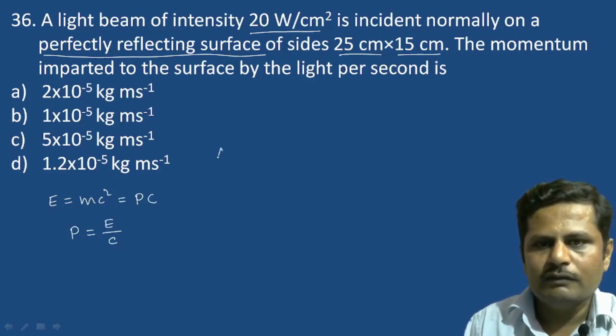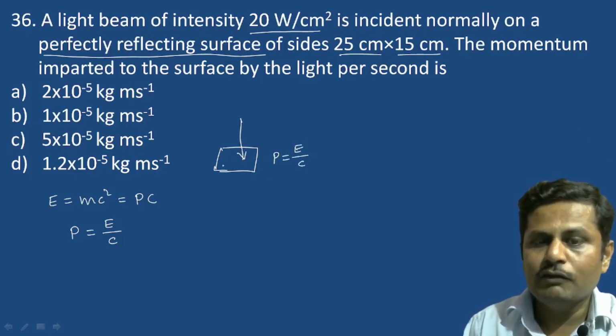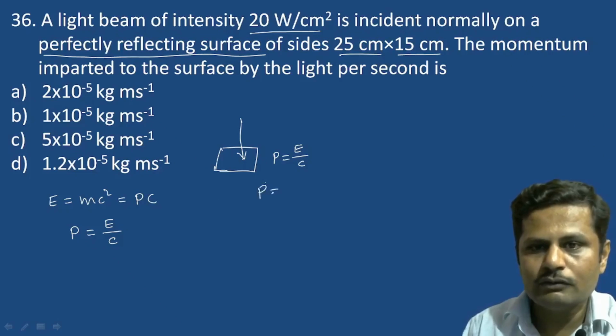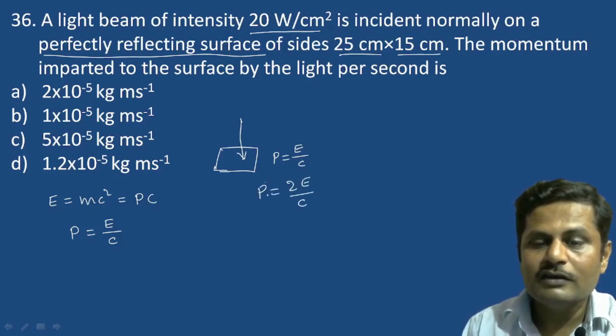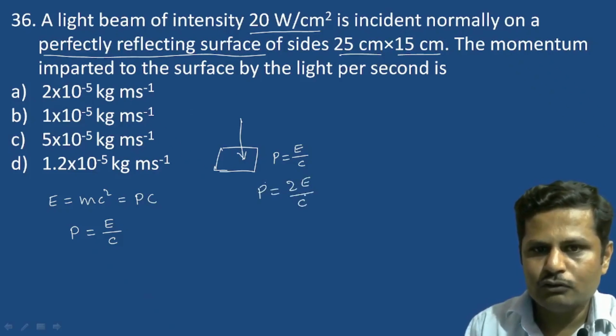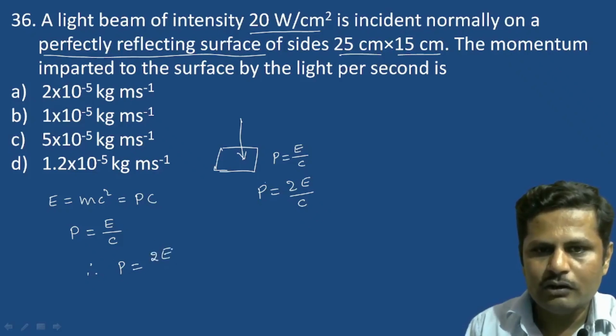See, if there is a plate and it is a perfect absorber, then the momentum imparted is E divided by c. And if you consider this a perfect reflector, the same amount of energy it absorbs will be liberated. So P plus P it will become. Therefore momentum equals 2E divided by c for a perfectly reflecting surface. So the momentum imparted to the surface is 2E divided by c.